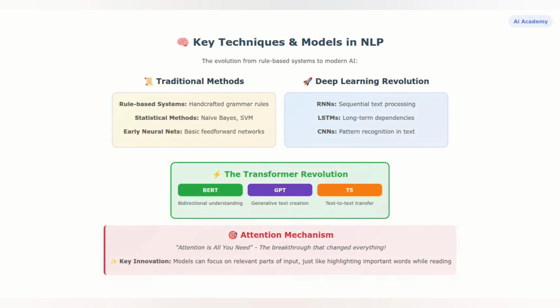But the real game changer was the transformer architecture, introduced in the Attention is All You Need paper. This led to models like BERT, GPT, and T5 that achieve human-level performance on many tasks. The key innovation was the attention mechanism, which allows models to focus on relevant parts of the input when making predictions. It's like highlighting important words in a sentence while reading.